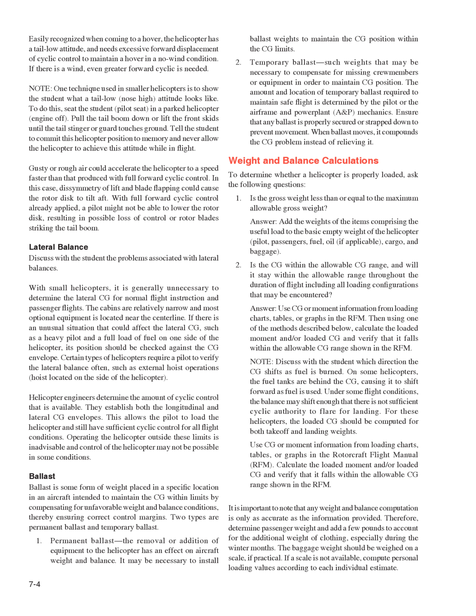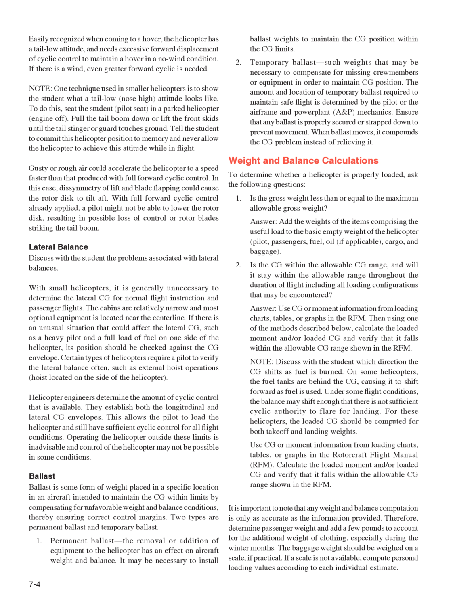Note, one technique used in smaller helicopters is to show the student what a tail-low, nose-high attitude looks like. To do this, seat the student in the pilot's seat in a parked helicopter, engine off. Pull the tail boom down or lift the front skids until the tail stinger or guard touches the ground. Tell the student to commit this helicopter position to memory and never allow the helicopter to achieve this attitude while in flight.